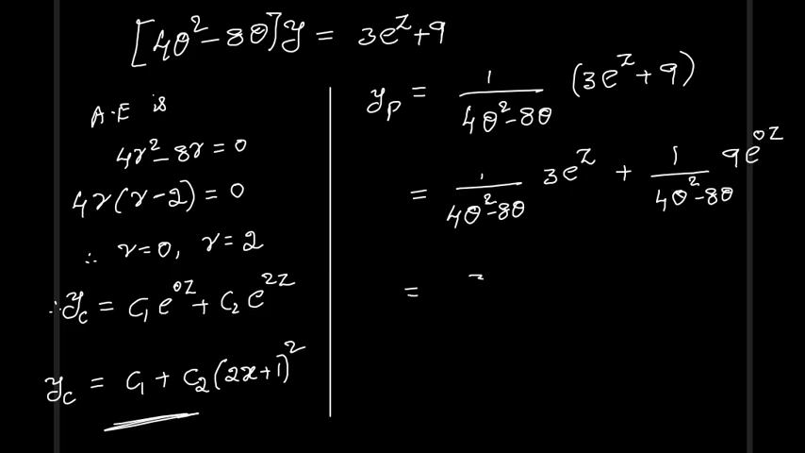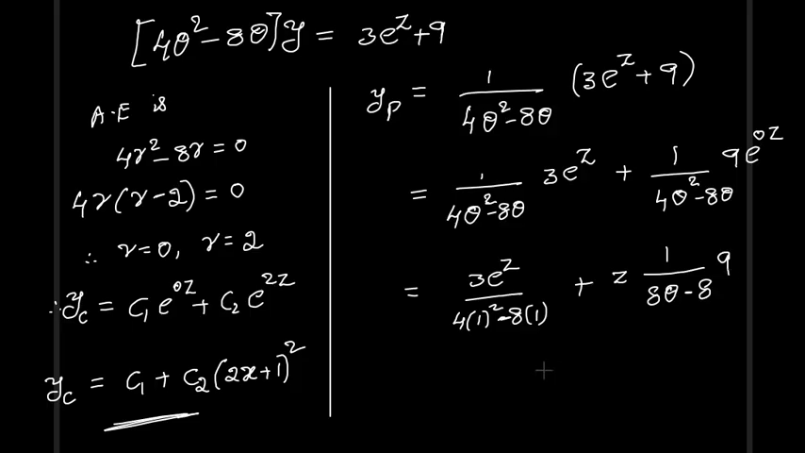Okay, so the first one is easy: 3e^z by (4·1² − 8·1) plus, but the second one we can't directly put 0 here because we are getting 0 in the denominator. So for that what shall we do? We'll multiply with z and differentiate the denominator. The derivative is 8θ − 8, into 9e^(0z). So this will be 3e^z by −4 plus, I hope now we can keep 0, 9e^(0z) by (8·0 − 8).